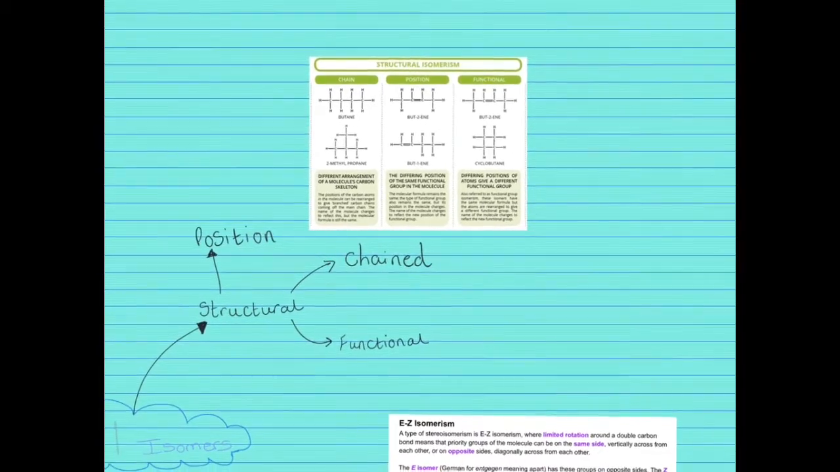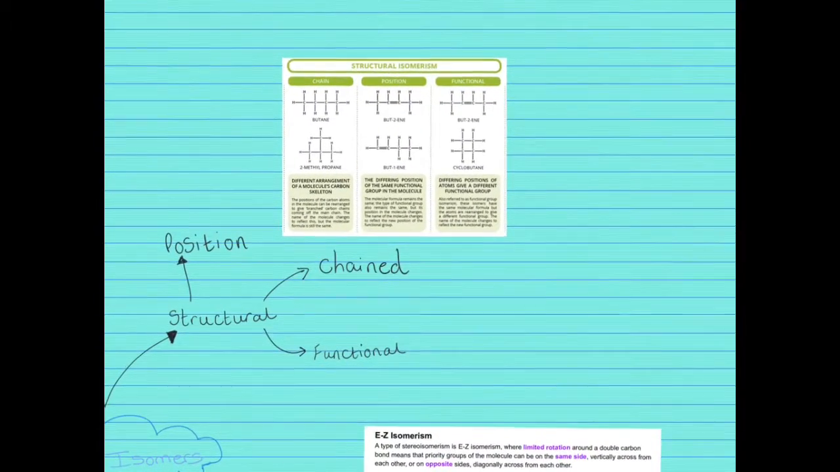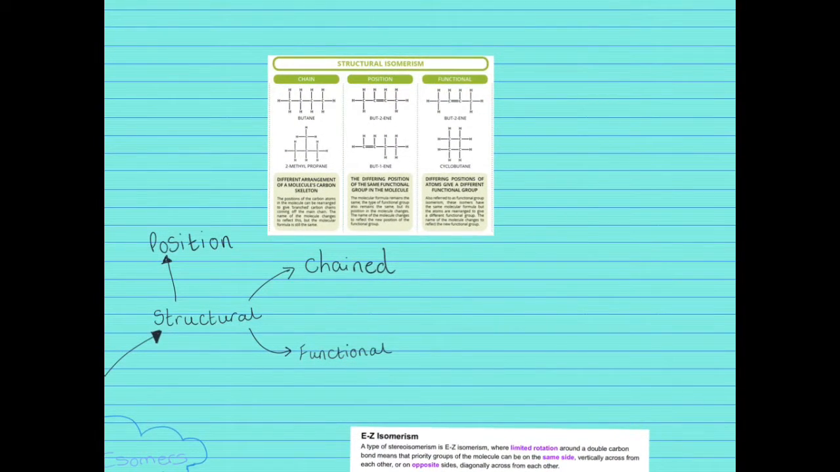Okay, so structural isomers. They're ones that have just got a different arrangement. They've got the same molecular formula. There are 3 different types: position, chain, and functional. Chain, nice and easy. It's often that the chain is just bent or branched, as we'd say, in a certain place. It's got the same molecular formula, but its name will change slightly to reflect this.